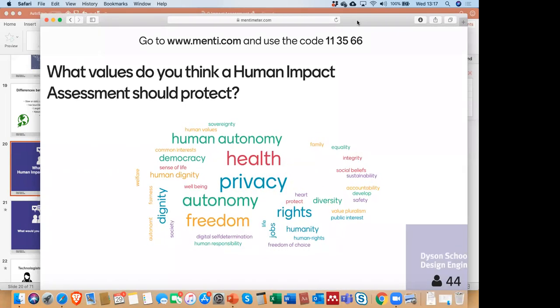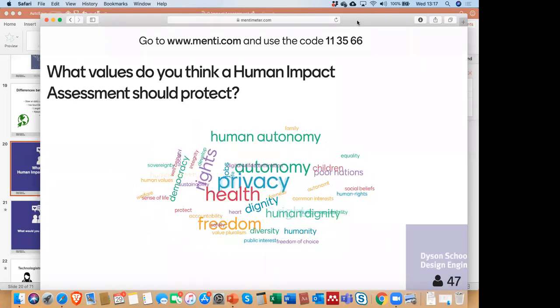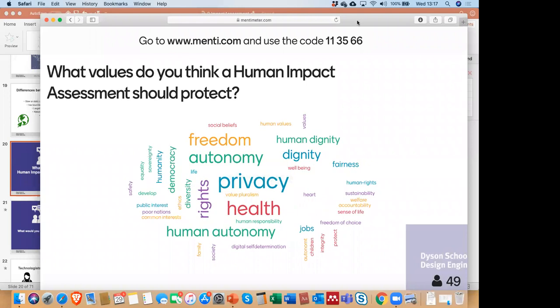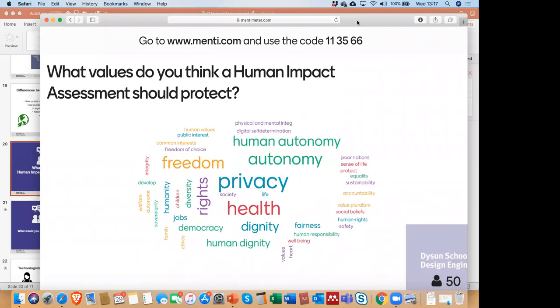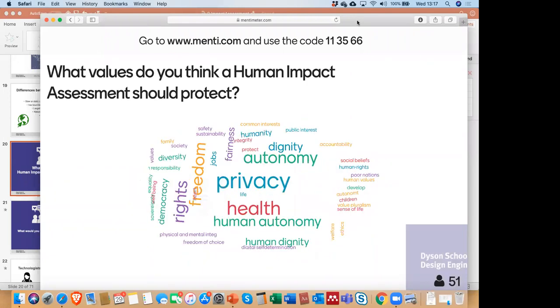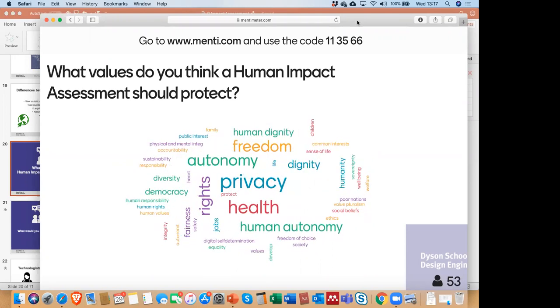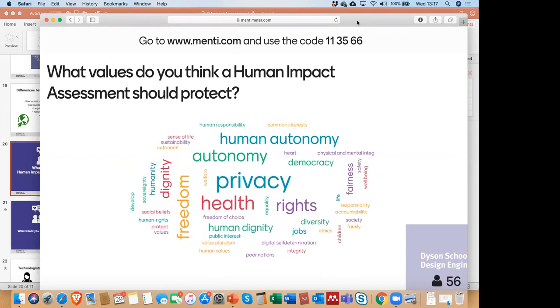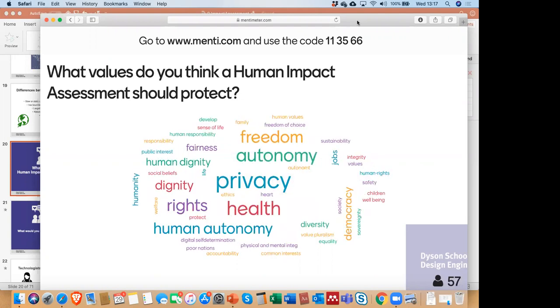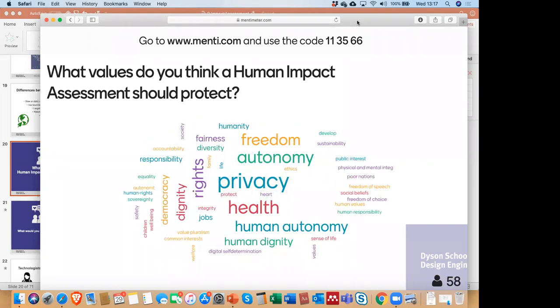So for those of you who are just joining now, please go to menti.com and use the code 1135SITSITS. And we can see what people think are the values that we should use in an impact assessment.